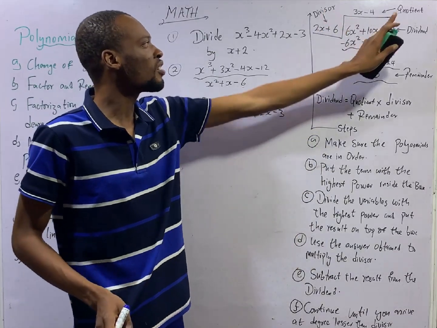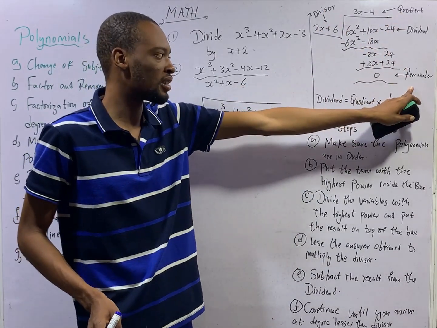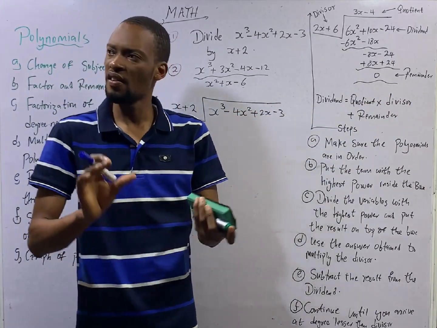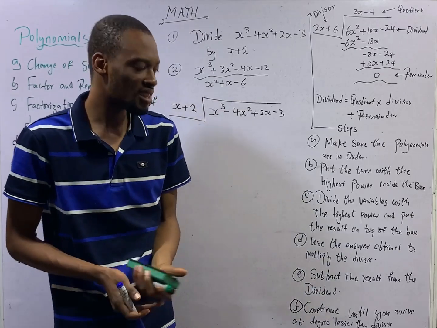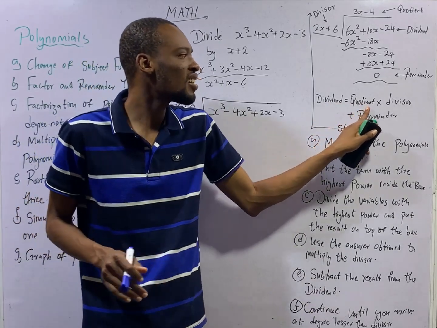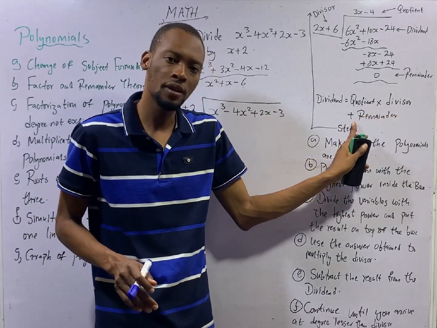Now, divisor, quotient, dividend, and remainder. The relationship between divisor, quotient, dividend, and remainder is that the dividend or the polynomial equals quotient times divisor plus remainder.